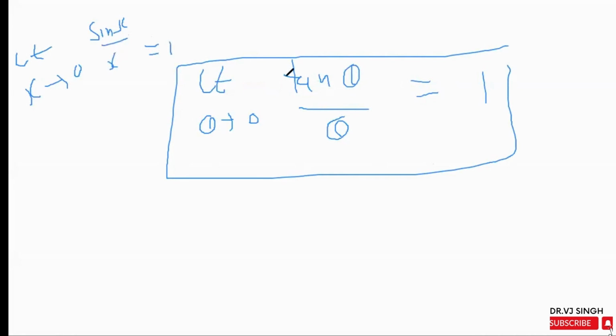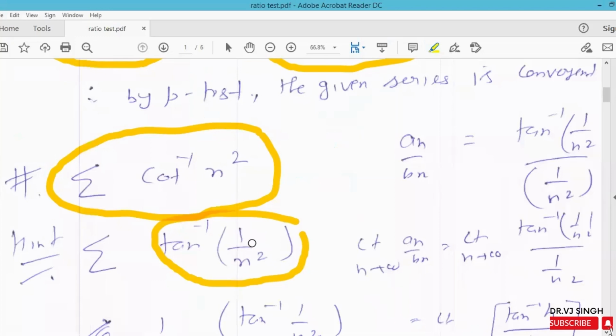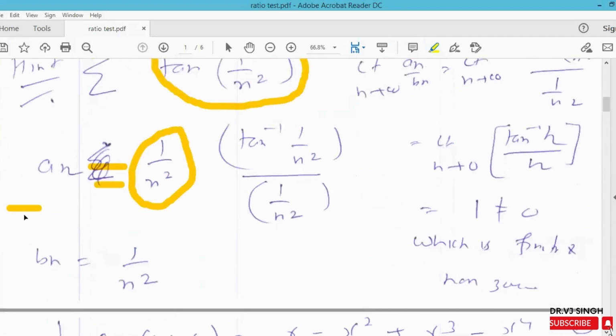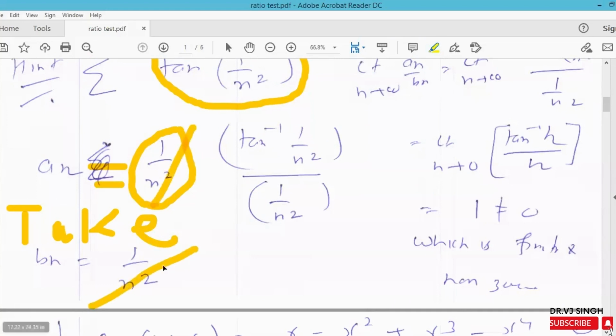So we apply this formula. It means theta remains the same. Whatever theta is there, the same theta is there. So in this case, theta is 1 by n square. So multiply by 1 by n square and divide by n square. So this is your an. What is bn in this case? We take bn as 1 by n square, because we are applying the comparison test here. Now what is the comparison test? Divide an by bn. When we divide a by b, the 1 by n square cancels out, and what is left?